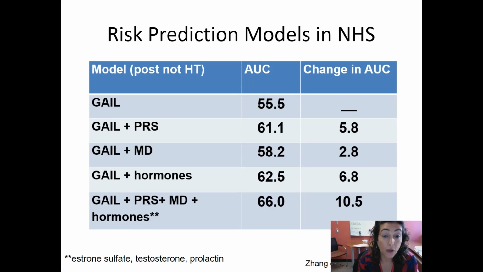And I think this is really important because both of these factors, the polygenic risk score and mammographic density, have been helping us to improve our risk prediction models. This is work that we did in the Nurses' Health Study, and some of you may be familiar with the Gail model.